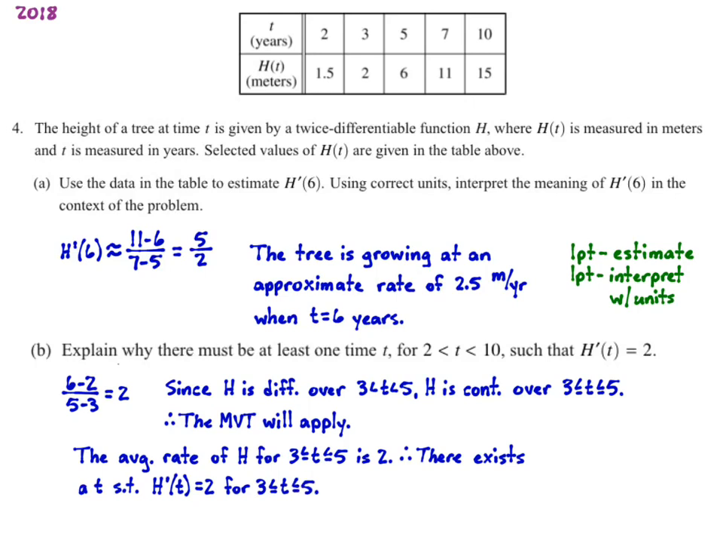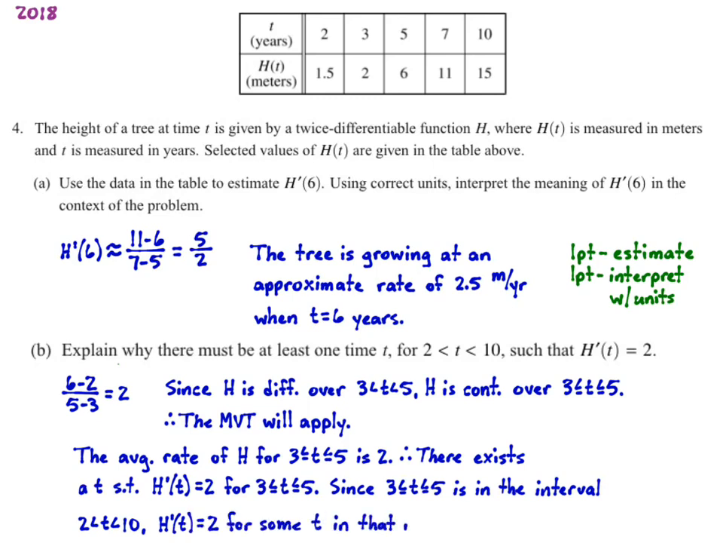Okay? So we've just proven that there is a point in time in this interval 3 to 5 that the rate is 2. Well, because this interval lies within the interval it's asking about, then that time also lies within that interval. Since 3 to 5 is in the interval of 2 to 10, h prime of t will equal 2 for some time within the interval 2 to 10.